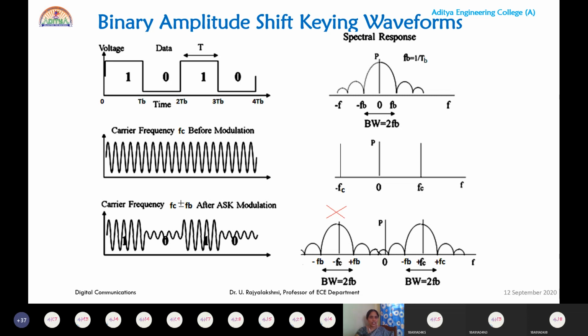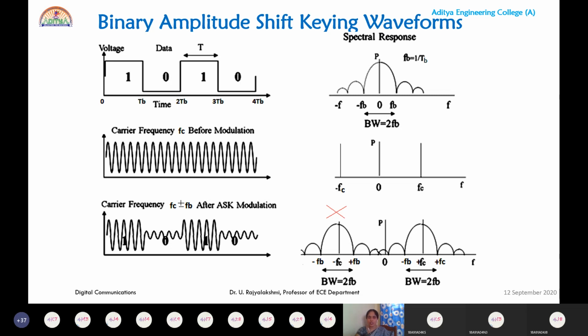For the data bit 1, you can observe the same carrier signal is reproduced. For the data bit 0, instead of 0 magnitude, you will get some magnitude, because in the input digital signal, for the 0 level, the magnitude is not 0. The same magnitude is reproduced at the output after ASK modulation. Like that, you will get the ASK modulated signal.